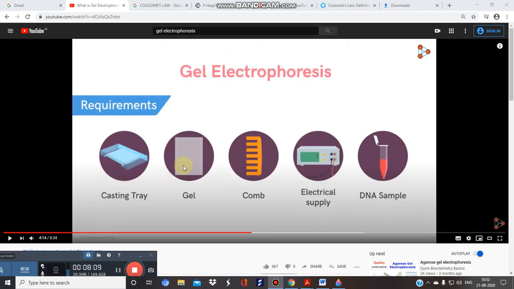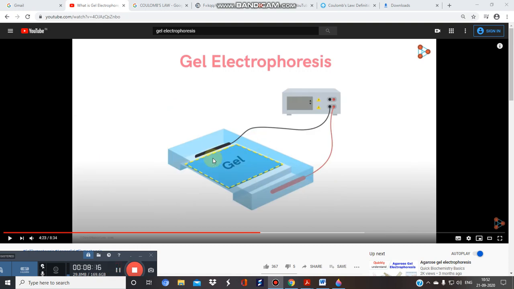We need a casting tray, gel, of course a comb, an electrical supply, and our DNA sample. And this is the casting tray in which we have loaded our gel, and it is connected with the electrical supply. In this case, we have to apply our sample with the help of this comb in this way. As we know, DNA is negatively charged, so it will move towards the positive charge. With the help of the comb, we will create a well-like arrangement in our gel.